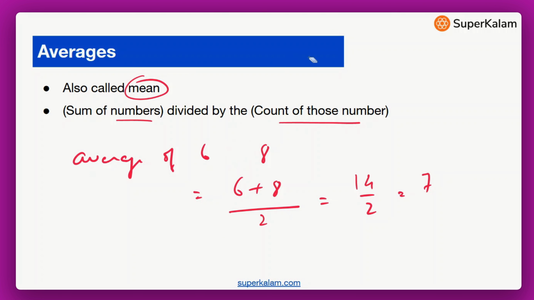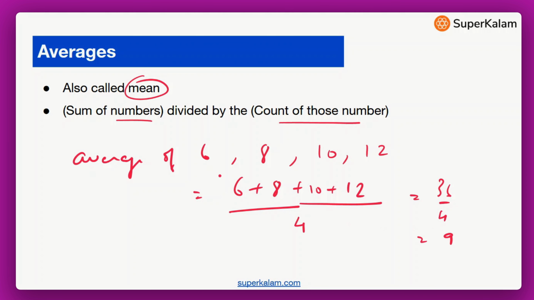Let's say we don't have two numbers. We have, let's say, 6, 8, 10 and 12. So there are four numbers now. Then we will be adding 6 plus 8 plus 10 plus 12, and here our count will be 4 because there are four numbers. So our average will be the sum of these four numbers divided by 4. This will come out to be 14 plus 24 plus 12, 36 divided by 4, that is 9. So the average of these four numbers is 9. This is how we calculate average.